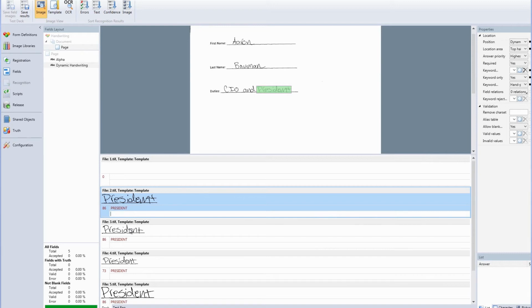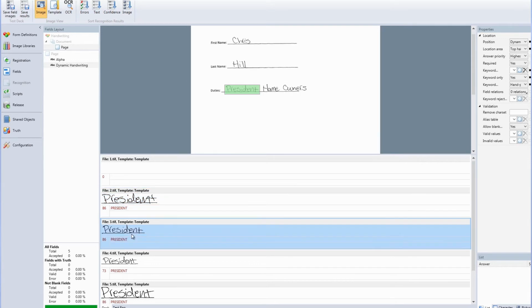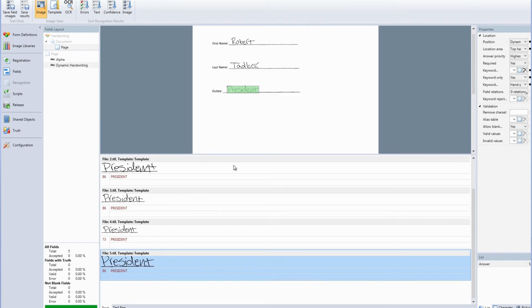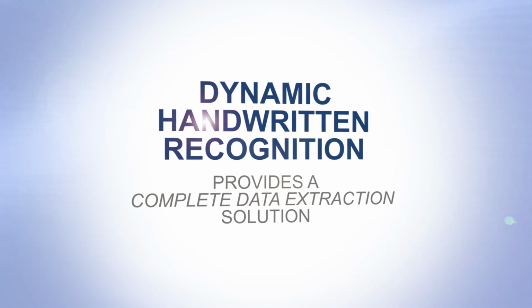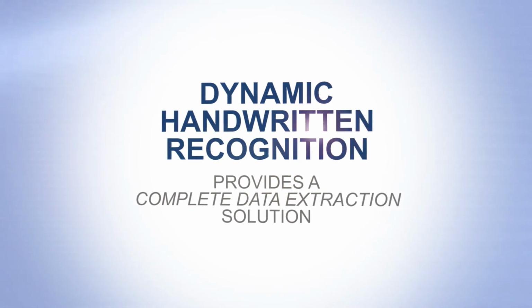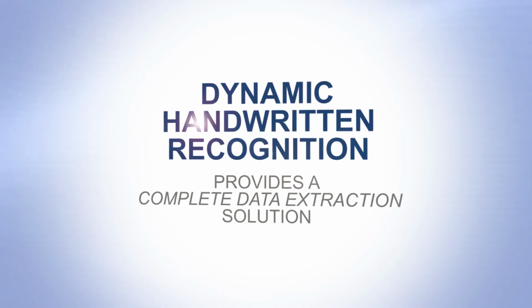In the previous example, the whole zone of duties was identified. In this case, using dynamic handwriting, only the presence of the word president is highlighted. This approach can be used to aid in classification of documents, route to a specific workflow, or just simply output the word and coordinates of where these words are for other types of processing. Dynamic handwritten recognition provides a complete data extraction solution by processing all types of form data fast and efficiently.